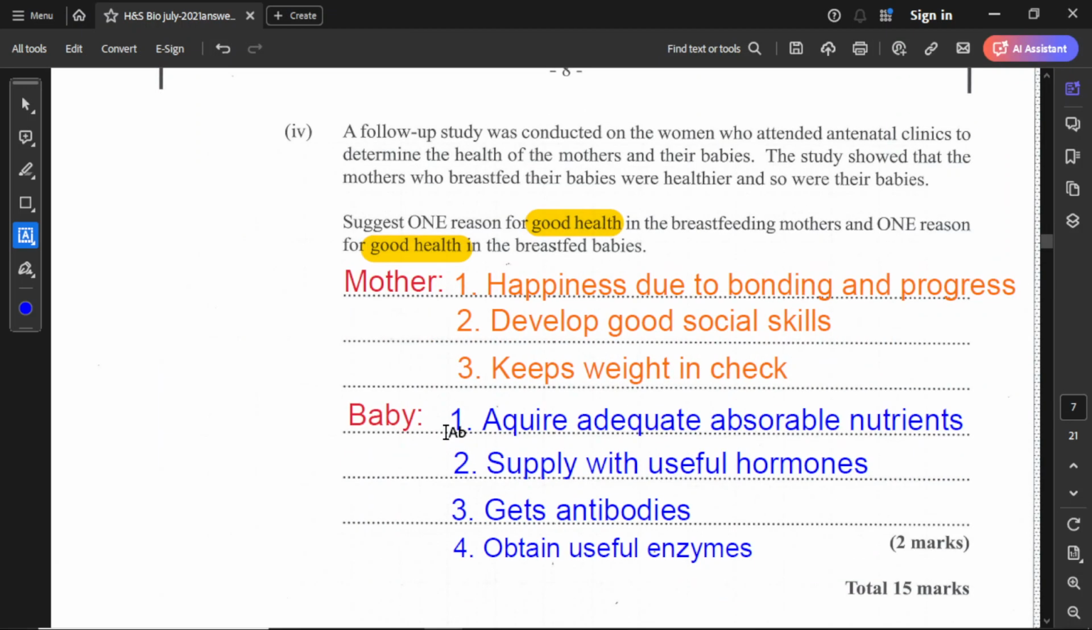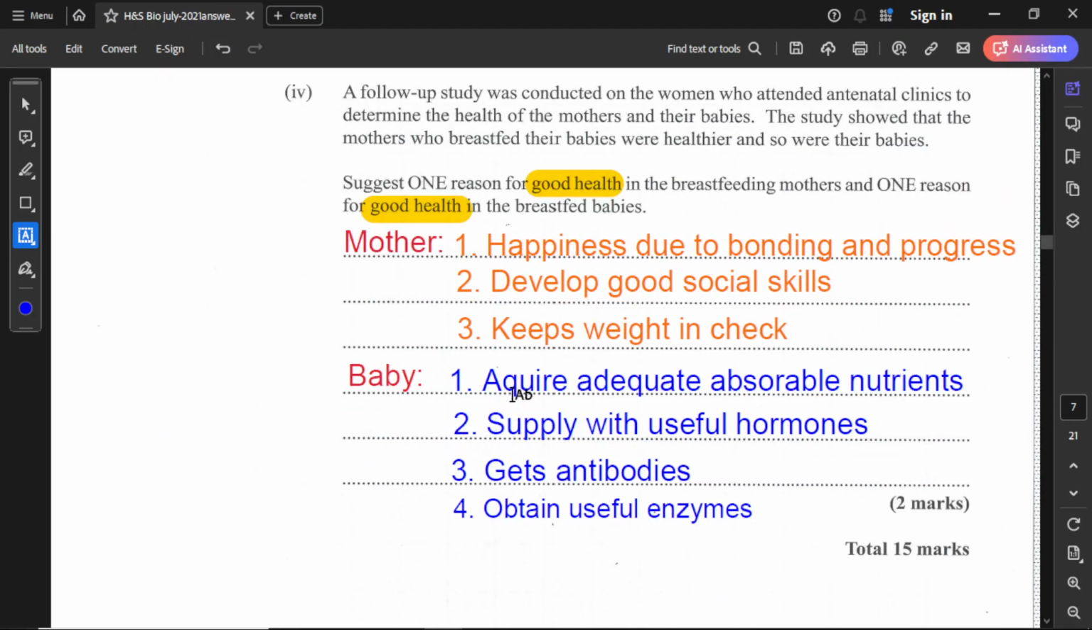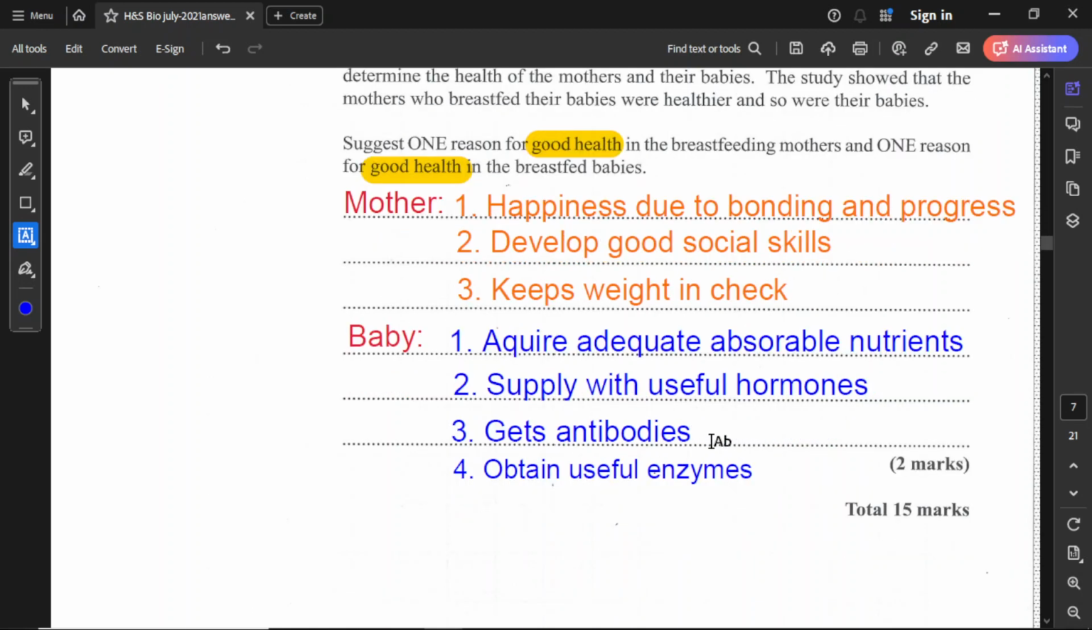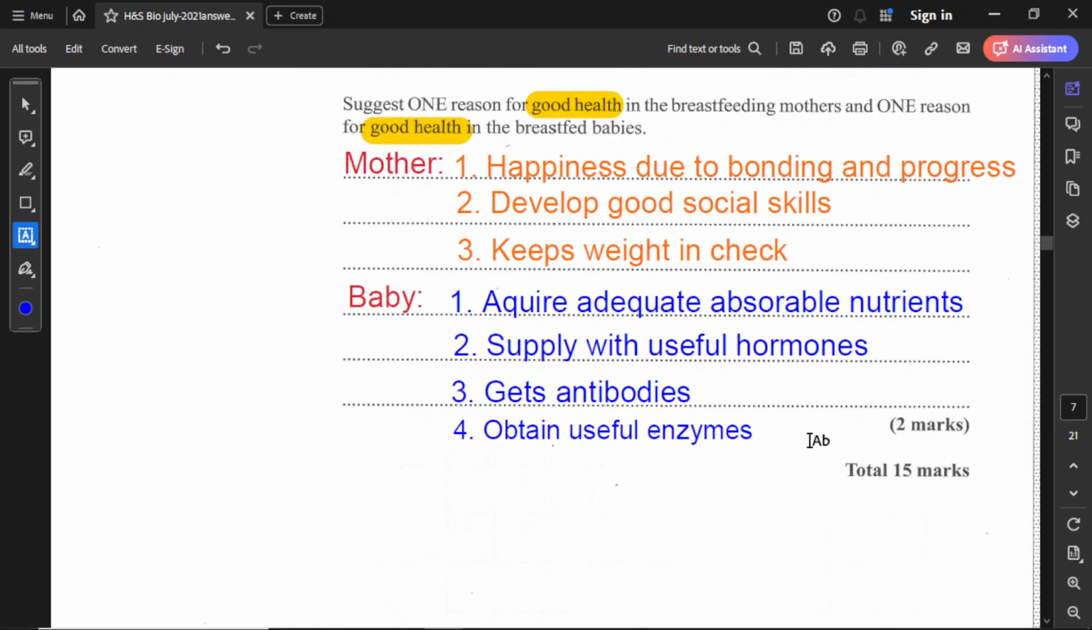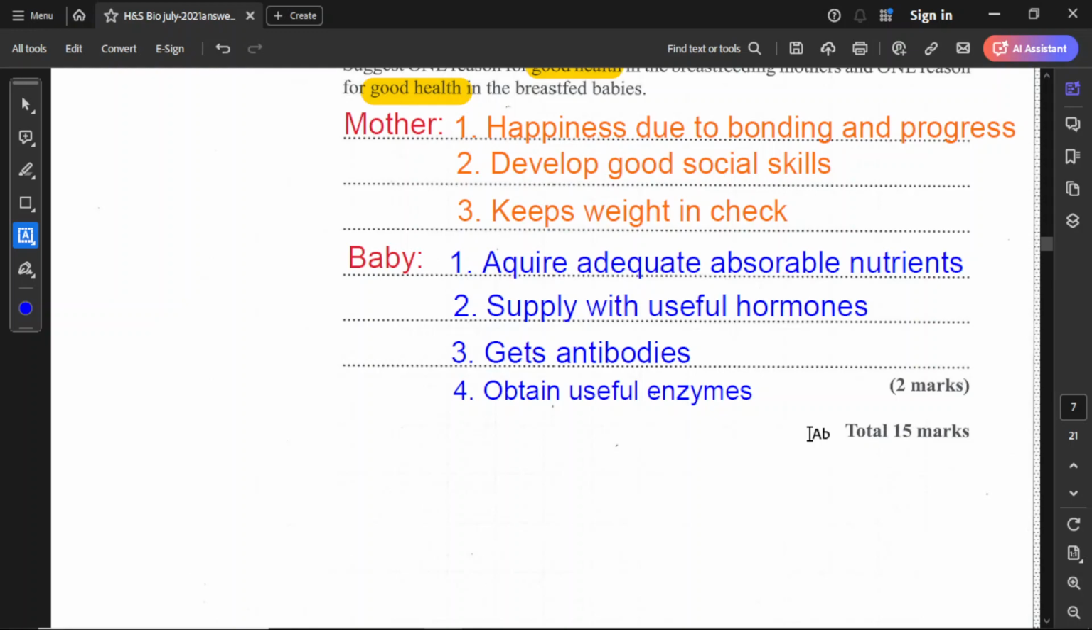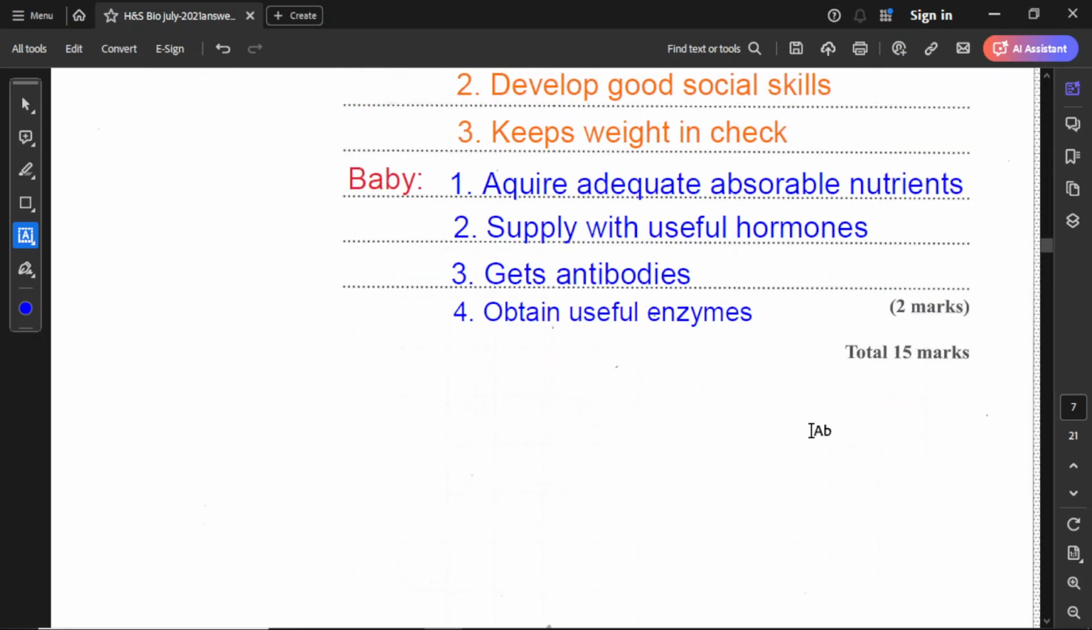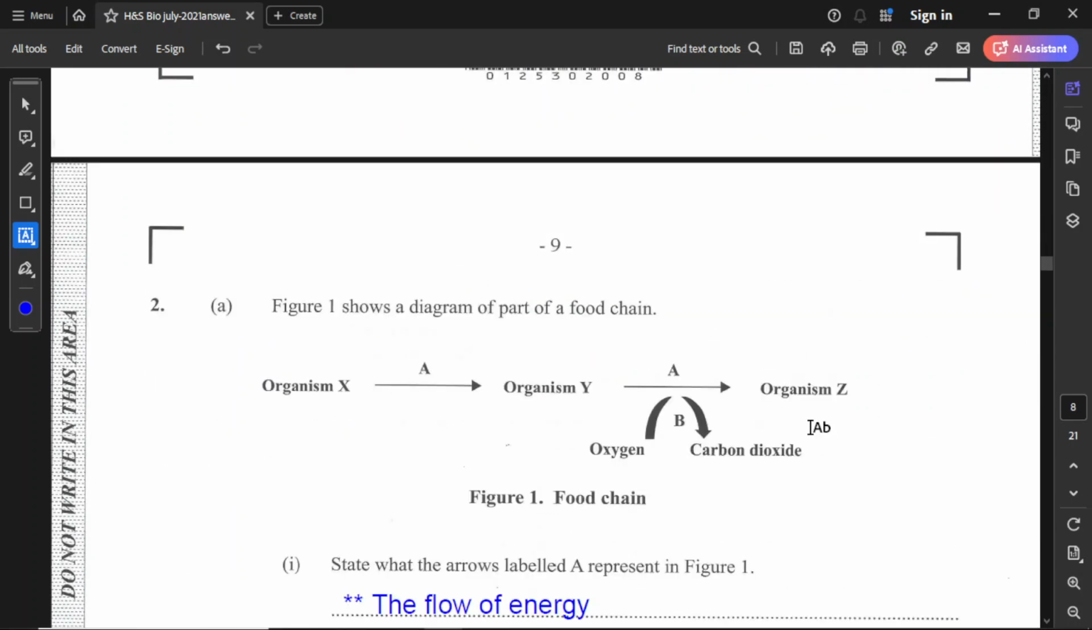All right, and for the baby, the baby could acquire adequate absorbable nutrients, and I will miss out a C right there, but you could actually put that in. All right, supply with useful hormones, definitely get antibodies and obtain useful enzymes. All right, so those are some of the things that the baby or how the baby will benefit from being breastfed. All right, so let's jump to the next part of the question.